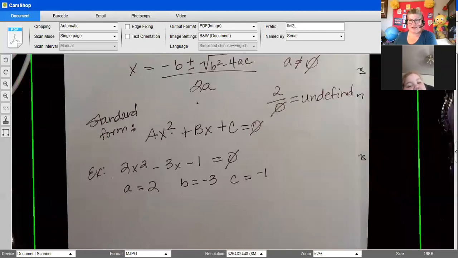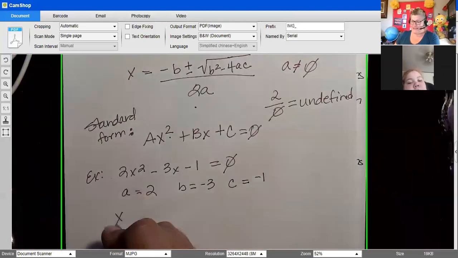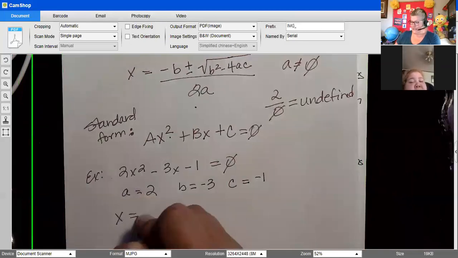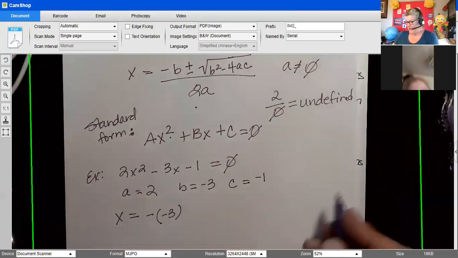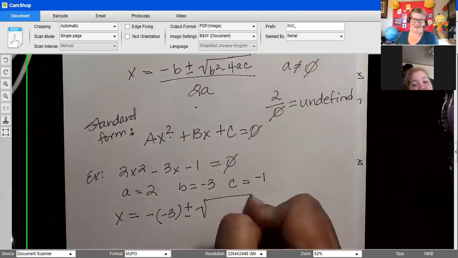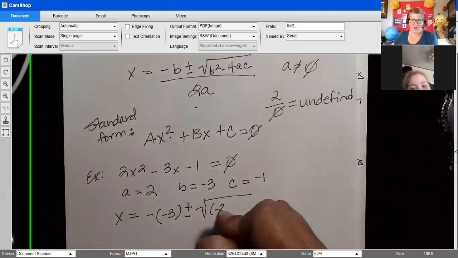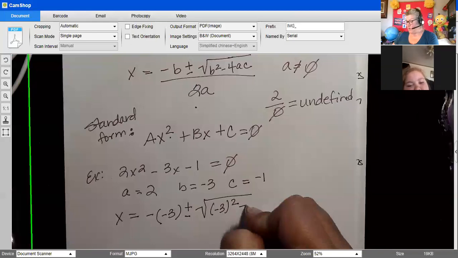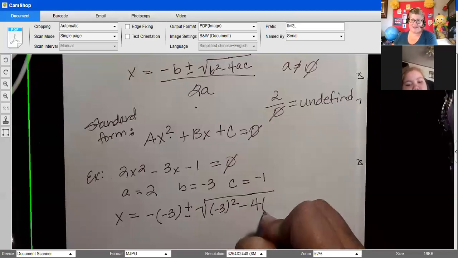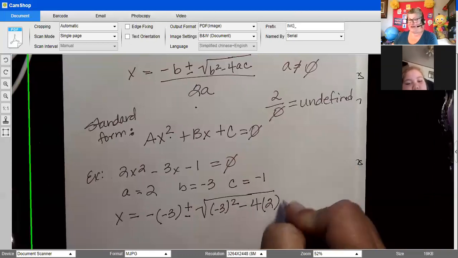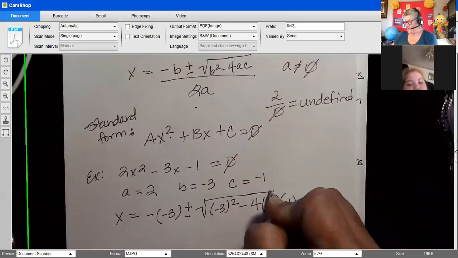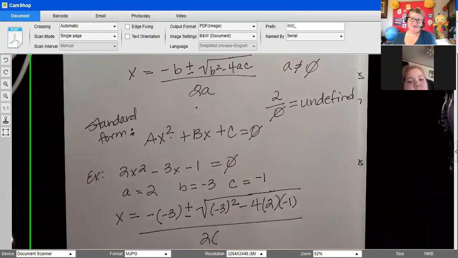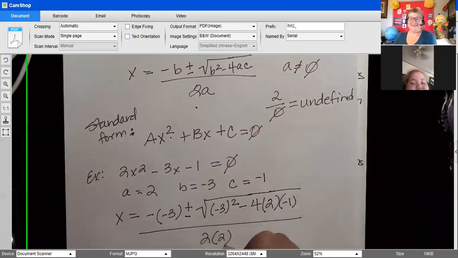And so now we're just going to plug it into our quadratic formula up here. x is equal to minus b, so it's minus negative 3. Boy, that could be a tongue twister, couldn't it? Plus or minus the square root of negative 3 squared minus 4 times a, yeah, exactly, times what? Negative 1. Mm-hmm. All over 2 times what? 2. Tongue twister. There we go. Yep, exactly. And so now we're just going to simplify it down.